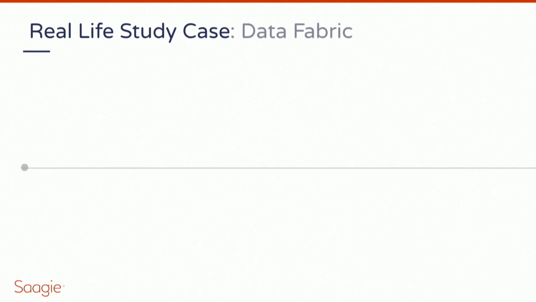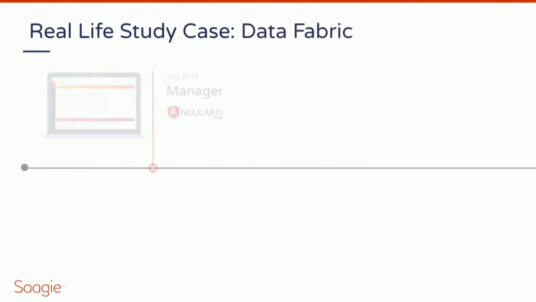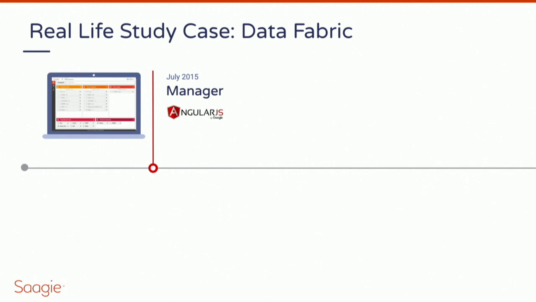So now that we've seen the theory, which is always fantastic, let's move to a real-life case study, which is Data Fabric. That's the name of Saagie's product, and it all started with the manager, which is a kind of orchestrator for data scientists and data engineers where they can upload, run, and pipeline all their data extraction and data processing jobs. It was launched in July 2015, so quite obviously, at this time, it was written in AngularJS.